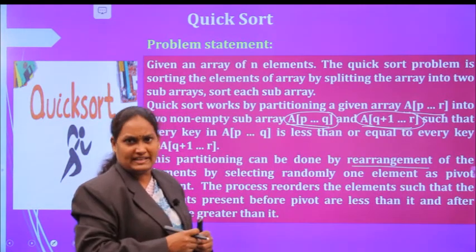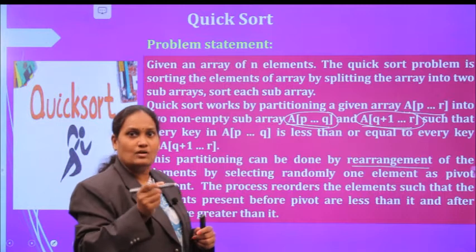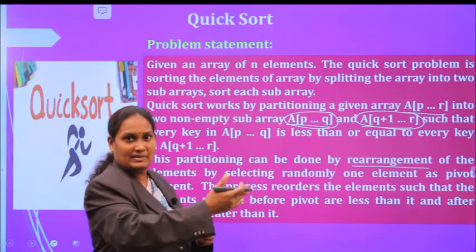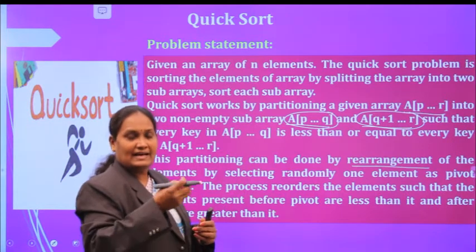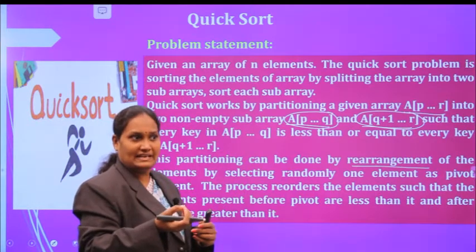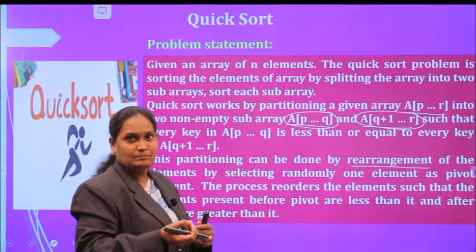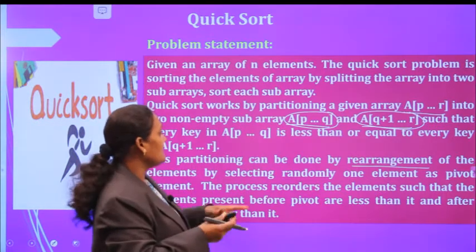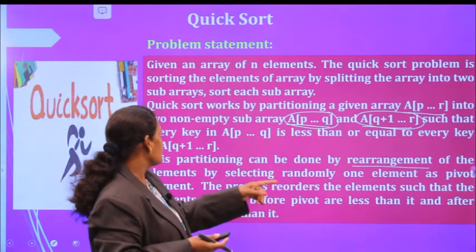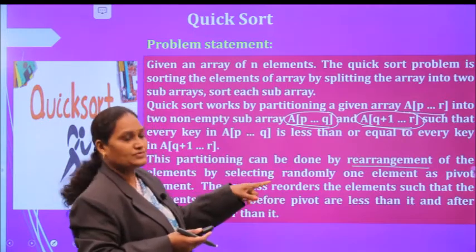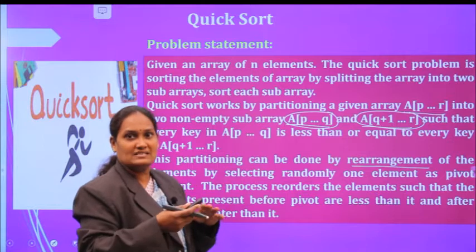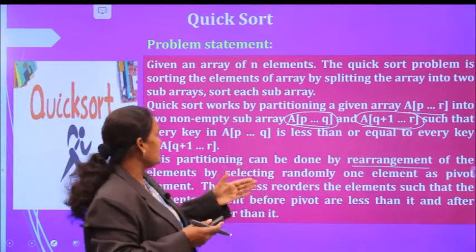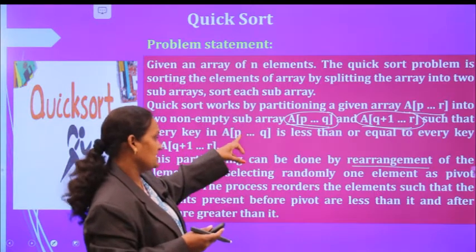How can this rearrangement be done? By selecting one element as the pivot element. Out of the elements present in the array, one element is randomly selected as the pivot element. By adjusting that pivot element, we rearrange the elements. By the rearrangement of those elements, at some place the pivot element is correctly placed. In that case, the array is partitioned.